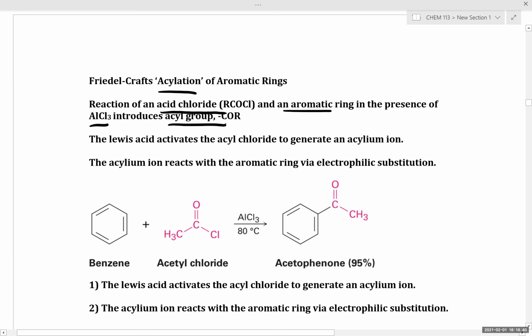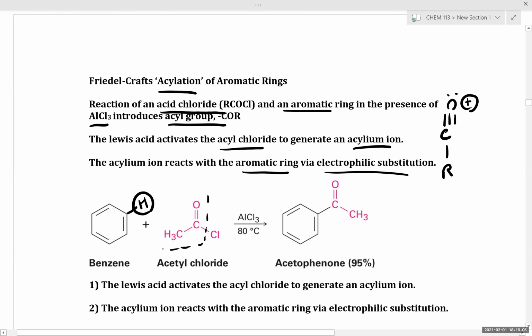The Lewis acid activates the acyl chloride to generate an acylium ion, which looks something like this. The acylium ion then reacts with the aromatic ring via electrophilic substitution. So in effect, we have replaced a proton with our acyl group.